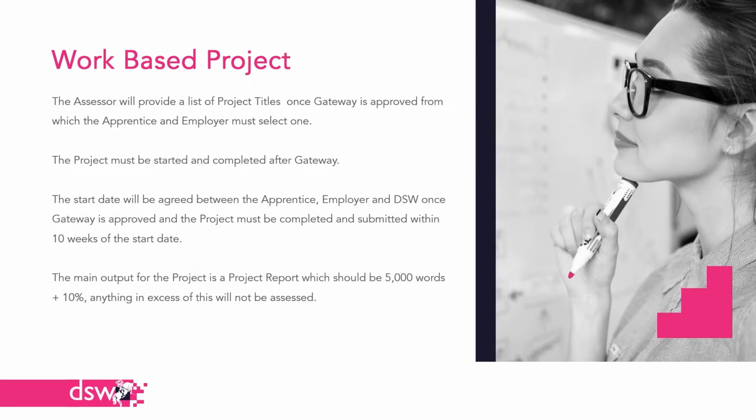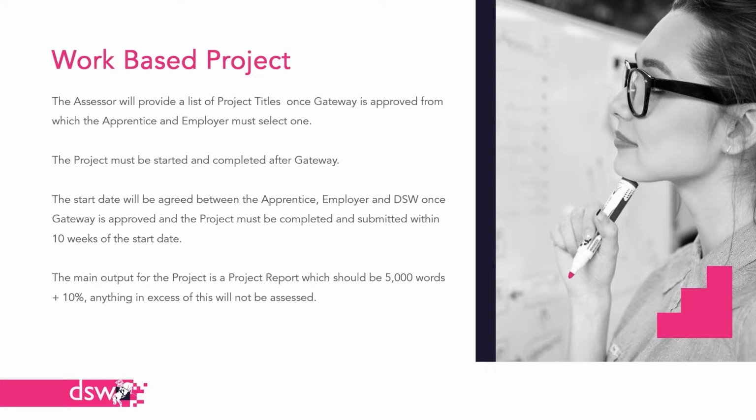Work-based project. The project will allow the apprentice to reflect on a real example of work done in their role. The project should contribute to the employer's business and showcase how the apprentice used the knowledge and skills of the standard to deliver the service required by their role. Once the apprentice has successfully passed through Gateway, the independent assessor will provide a selection of project titles. The apprentice and employer must choose one of these, and this will be the title of the project the apprentice completes for their endpoint assessment.